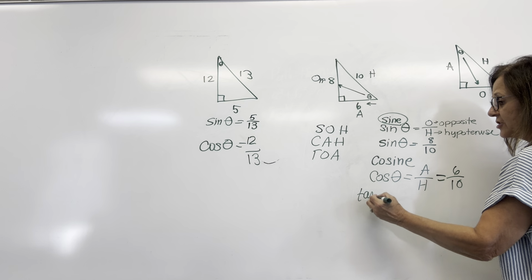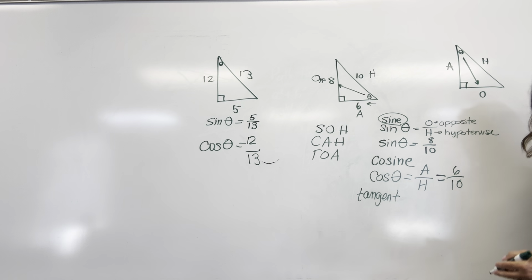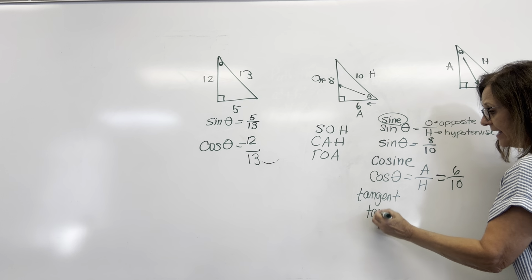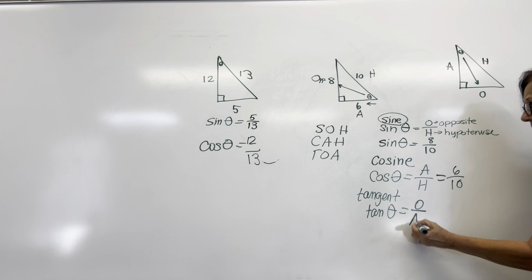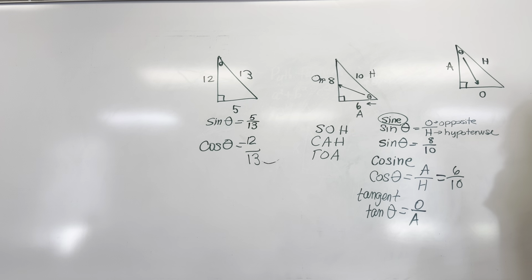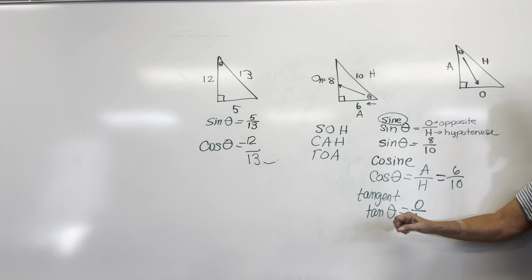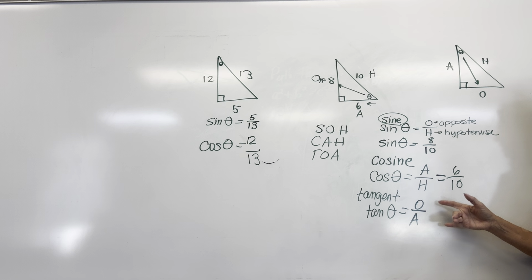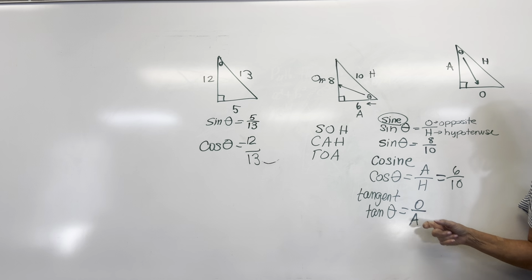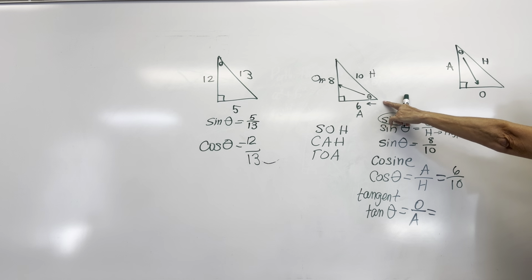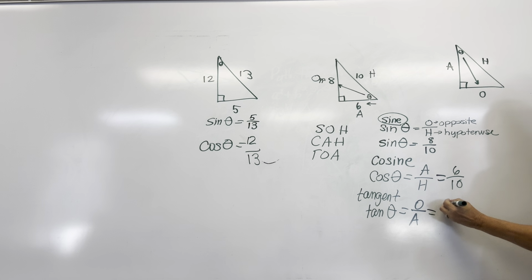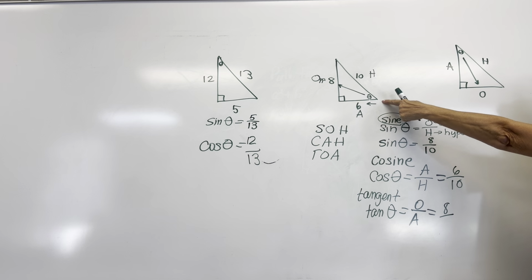It's called the tangent, but we abbreviate it TAN, and it equals the length of the opposite side over the length of the adjacent side. It's a ratio. So the tan of an angle equals the ratio of the opposite side over the adjacent side. So here the opposite side is 8, and the adjacent side is 6.